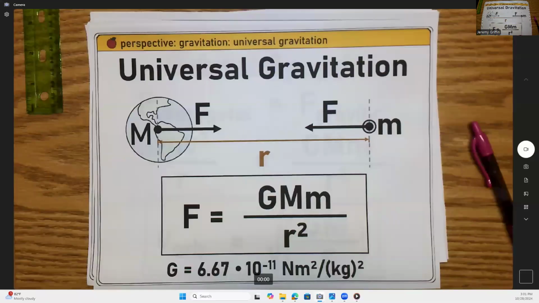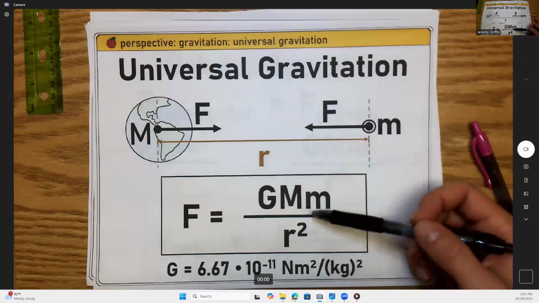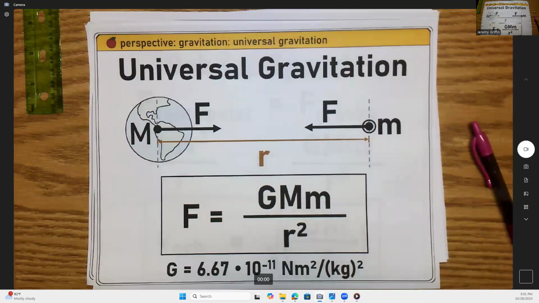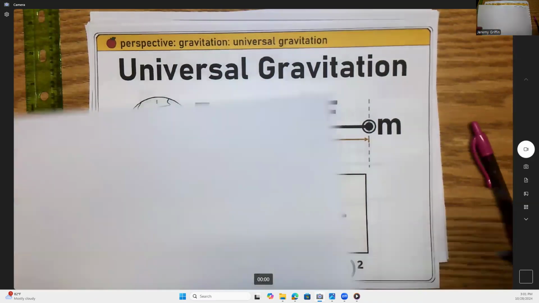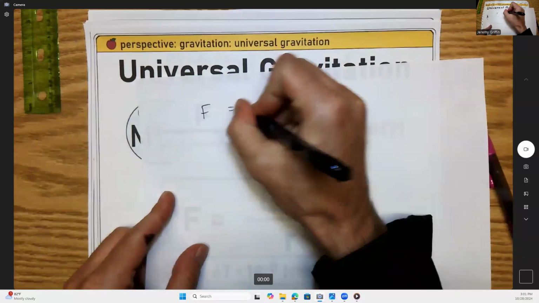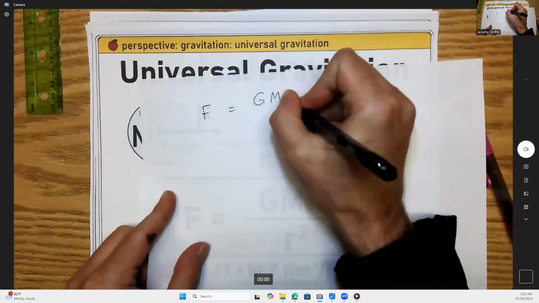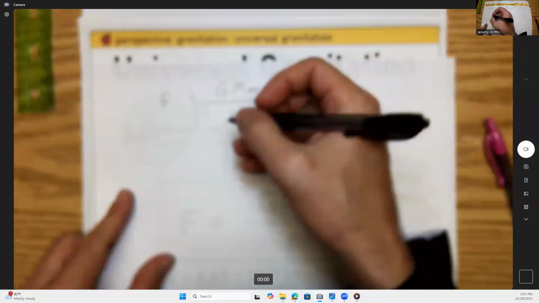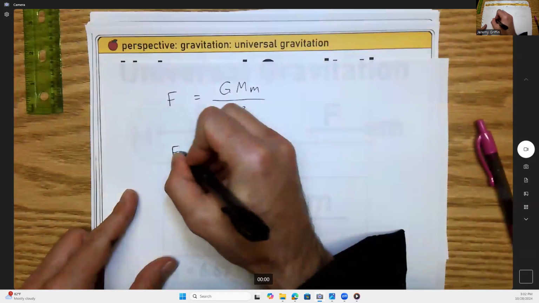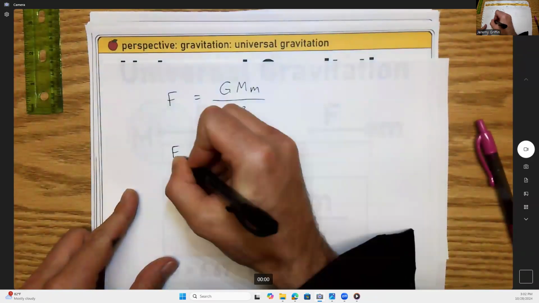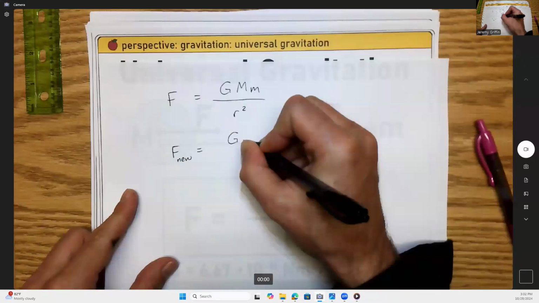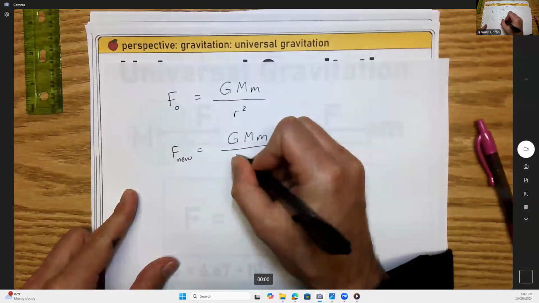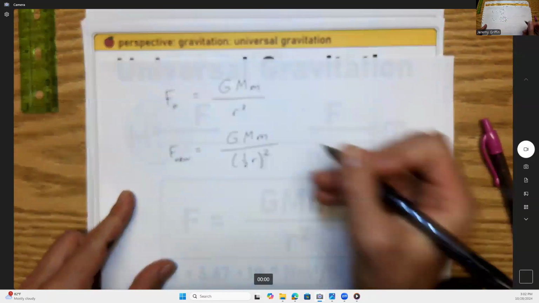Let me try to convince you guys that's going to be the case. If I throw a 1/2 factor on that r, write this down. Let's say F original is GMm over r squared. Let's do this in terms of variables. Call this force new and this force original. GMm over half of the original radius, squared, like that.